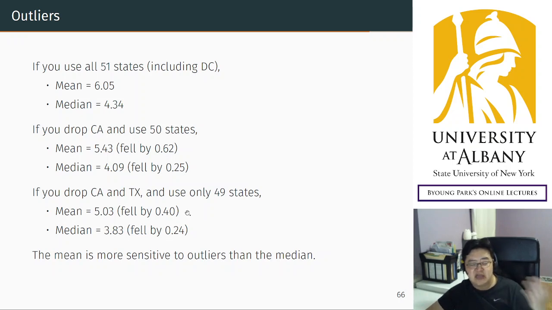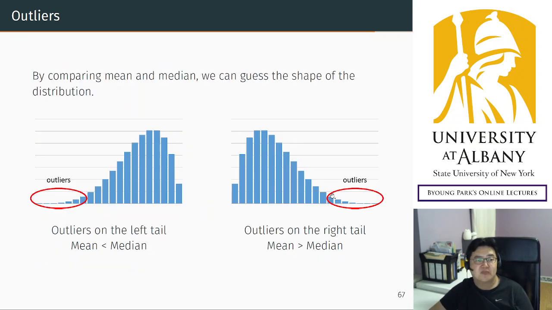So as you can see here, in each case the outliers, California and Texas, affect the mean much more than the median. In that sense, the mean is too sensitive, but the median is more robust. So analysis based on the mean could be very different from the analysis based on the median. So you have to be careful when you have outliers.